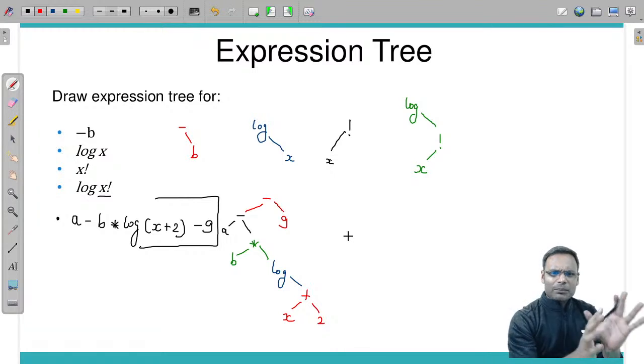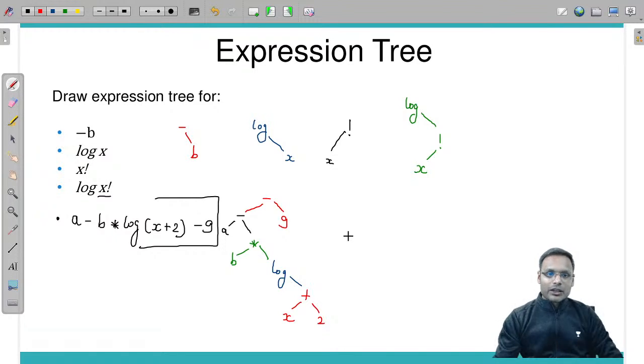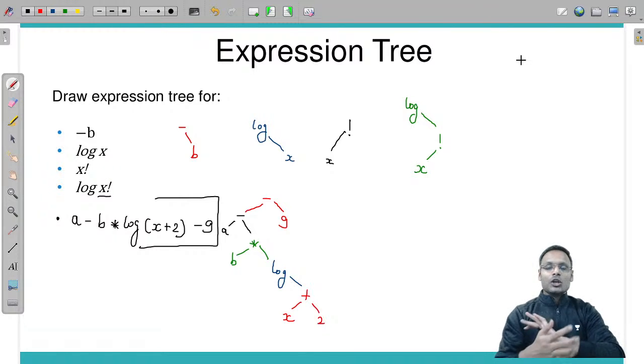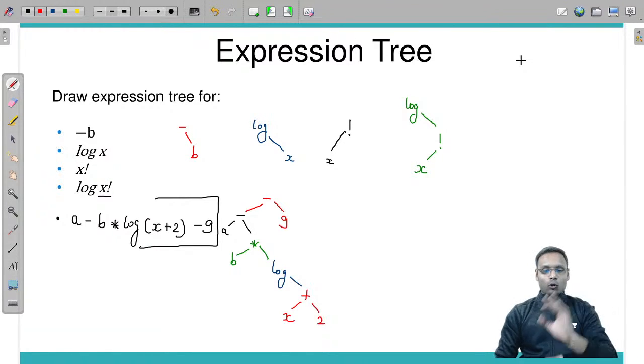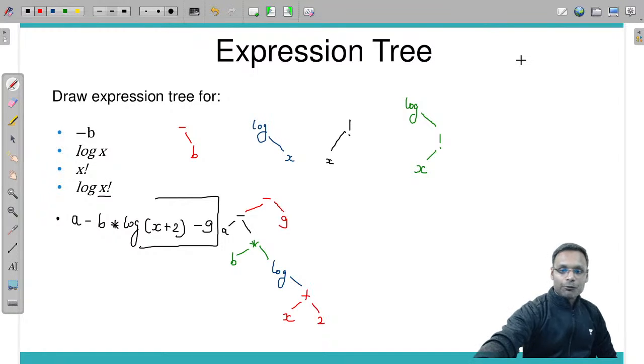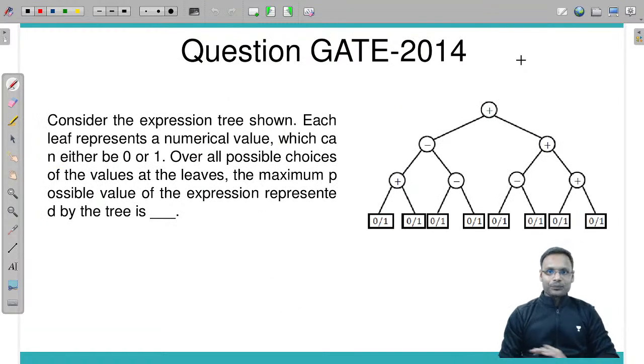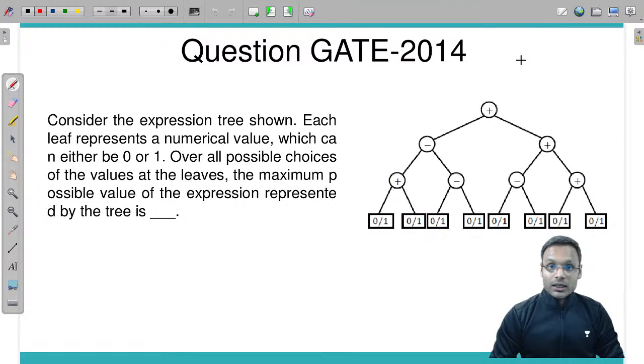Moving ahead. Whenever any expressions of this type come, you can use such small sub expressions so that you can get a correct answer. Understanding is important, and I hope you got it correctly. If not, then please ask me. Then we have a very great question of GATE Computer Science from 2014.